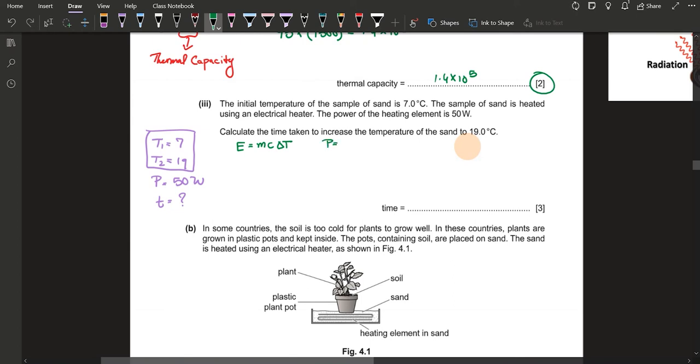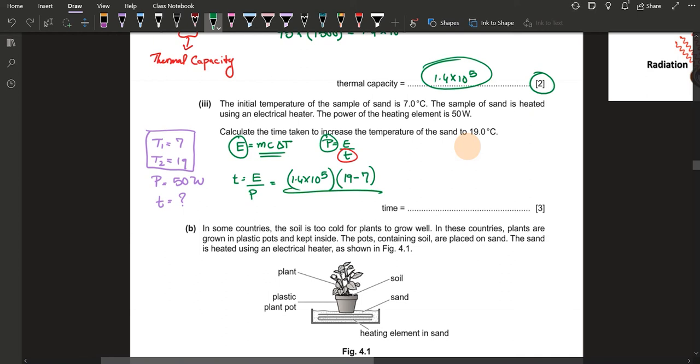So we have power equals energy divided by time as well. We have energy and we have power, so we can find out our time from here. So what we do is we rearrange our formula, which is going to be time equals energy divided by power. And we can find out our energy from here. So we use our first part, which is 1.4 into 10 to the power 5, which is our capacity. 1.4 into 10 to the power 5 into the change in temperature, which is final, which is 19 minus initial, which is 7 divided by our power, which is 50. So we get our time.